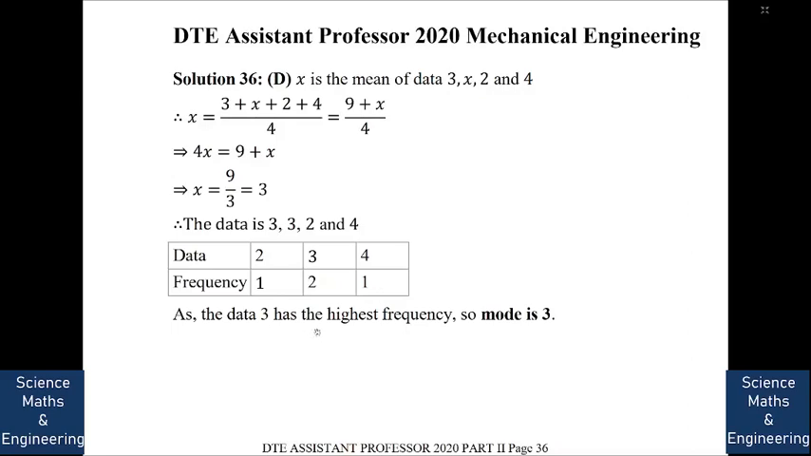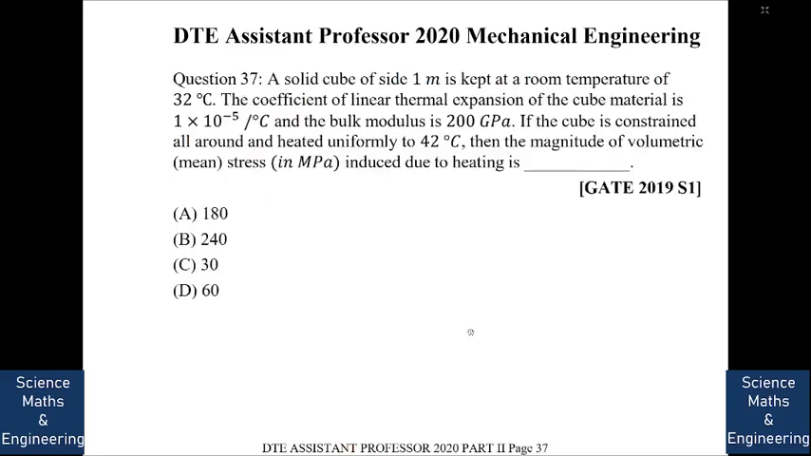So as the data 3 has the highest frequency, so our mode is 3. Next question. A solid cube of side 1 meter is kept at a room temperature of 32 degrees centigrade. The coefficient of linear thermal expansion of the cube material is 1 into 10 to the power minus 5 per degree centigrade and the bulk modulus is 200 gigapascal.